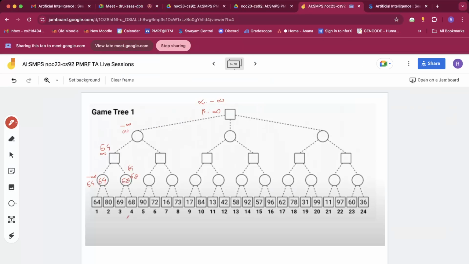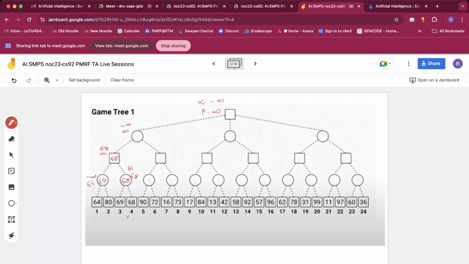Okay, so now that we have filled up the 64 and 68 values, the 68 will be offered to its parent, which is a max node. This will compare it with its current alpha value, which is 64, and see that it is greater than 64. So its alpha value will get updated to 68, and we will put 68 in this max node.